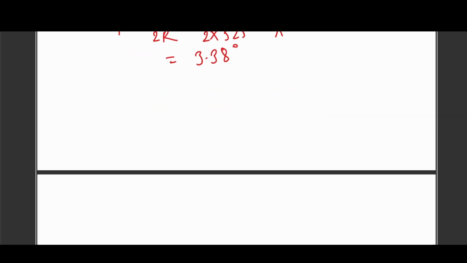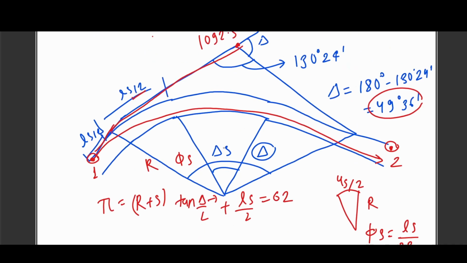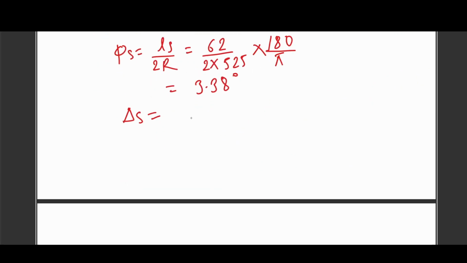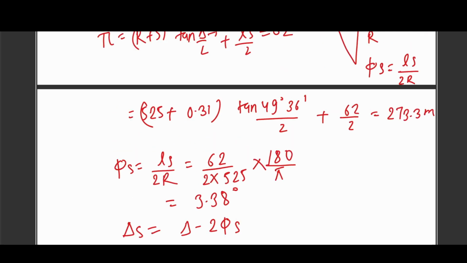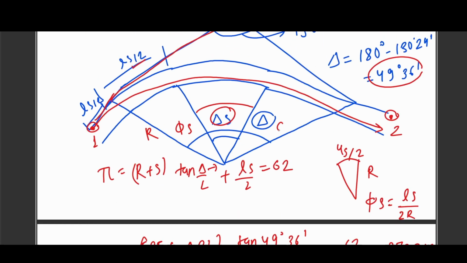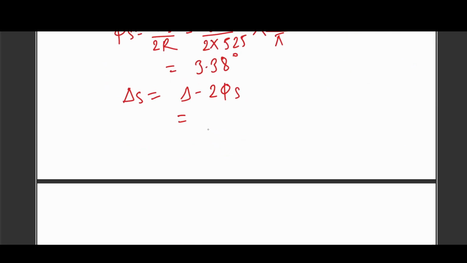So what will be the value of del s? Del s is the angle subtended by the circular curve. That means this angle. What will be this value? So del s equals delta minus 2 phi s. We can see here, this is phi s, and this is as well phi s. This whole angle is delta, right? So delta minus 2 phi s will be this value.